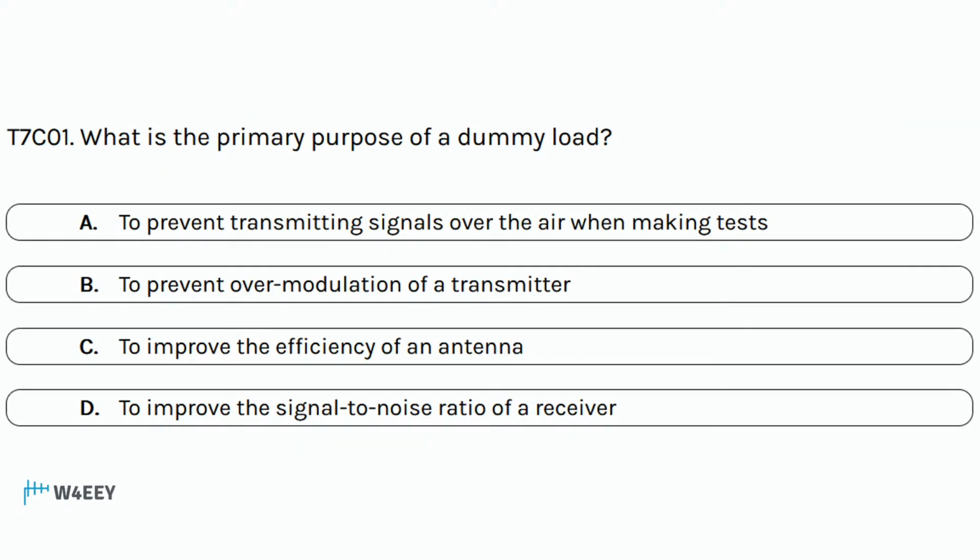And what is the primary purpose of a dummy load? Alpha. Bravo. No, it's alpha. It's to prevent transmitting signals over the air when making tests. If you just want to test your radio or amplifier on transmit, you don't have to connect it to an antenna. You could connect it to a dummy load and make those tests and not bother anybody.